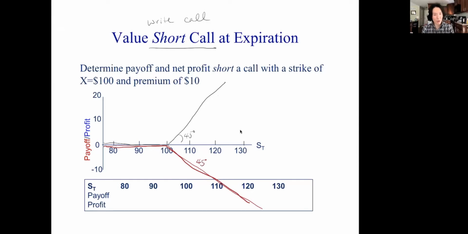And you might wonder, well, it doesn't look very good because looks like you're always losing money, right? But that's not the case. Why? Because when you get into this position by shorting a call, what do you get? You get the premium from the counterparty, right? So you get $10 in exchange for these future payoffs.